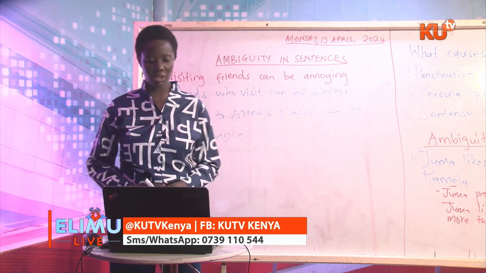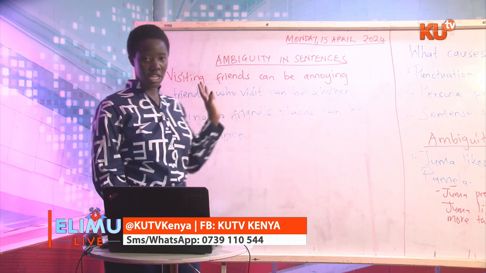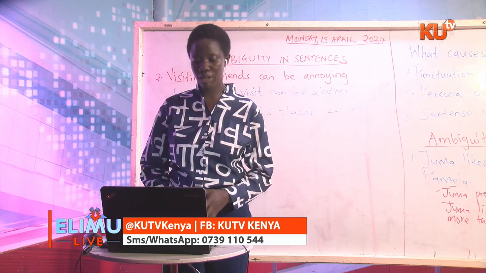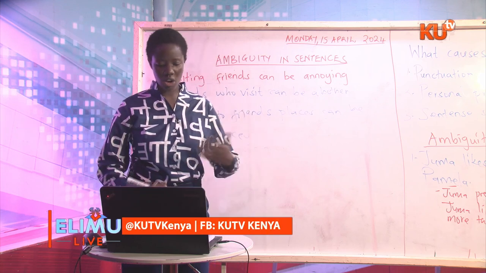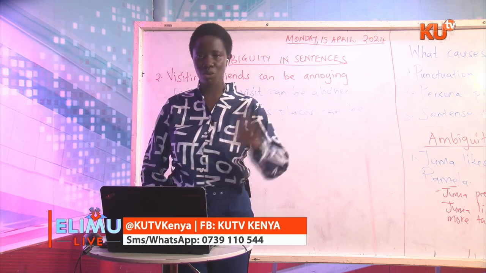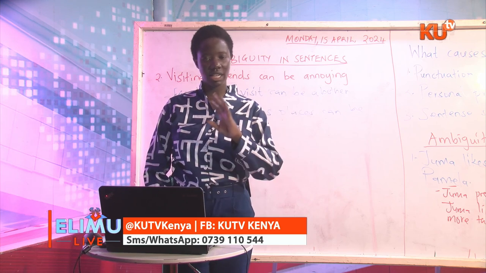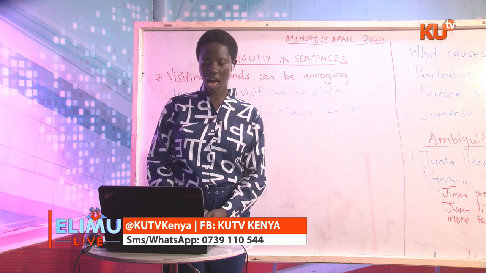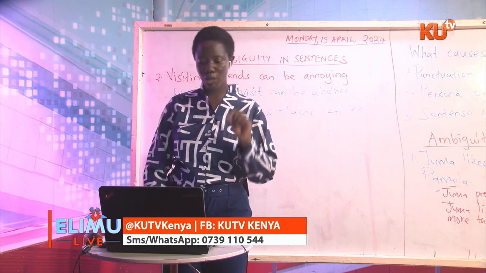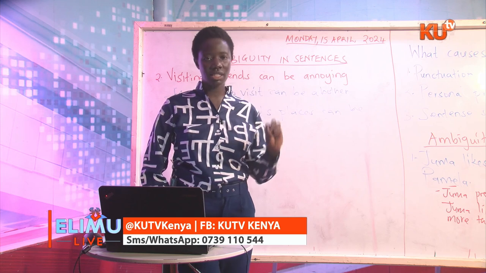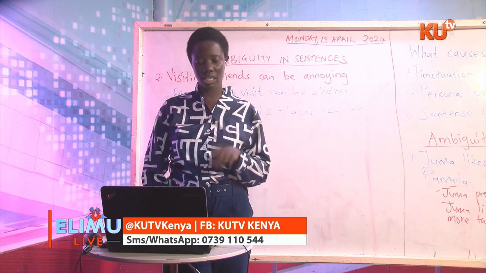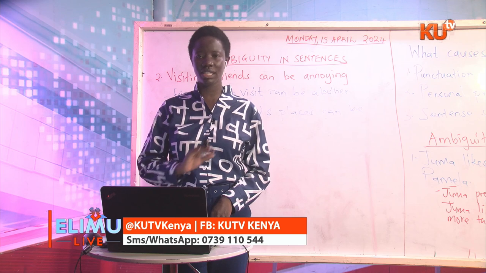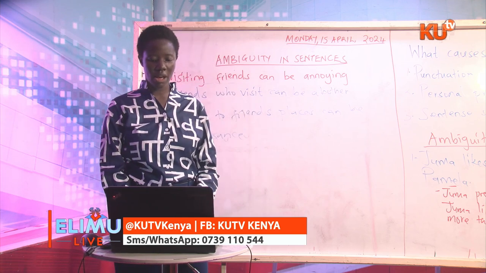So you have to know the meaning of the term ambiguity. That is why in our introduction under the specific objectives, we said that by the end of the lesson, the learner should be able to define the term ambiguity. So all the learners from all over the nation, from national schools, extra county schools, county schools, and sub-county schools, you have to understand the term ambiguity so that when the examiner asks you to remove ambiguity in a sentence, you know that it is a confusing sentence or statement, and thereby you have to give two different sentences that are clear and won't be confusing.